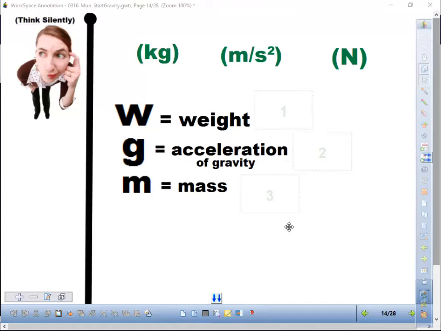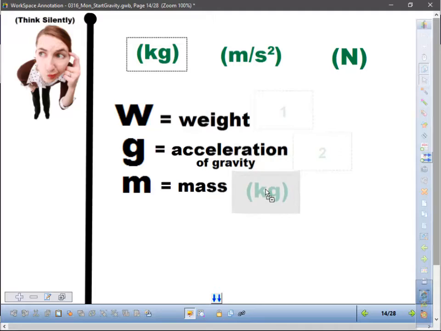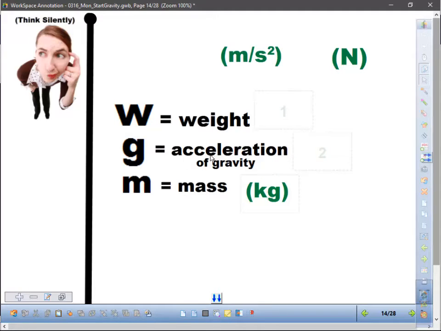So we will start with mass. Which of these three, kilograms, meters per second squared, or newtons, is how we measure mass? Mass is measured in kilograms. So I'm going to move the kilograms right there. Now what about acceleration of gravity? Acceleration, meters per second squared or newtons? Which of these two do we use for acceleration of gravity?